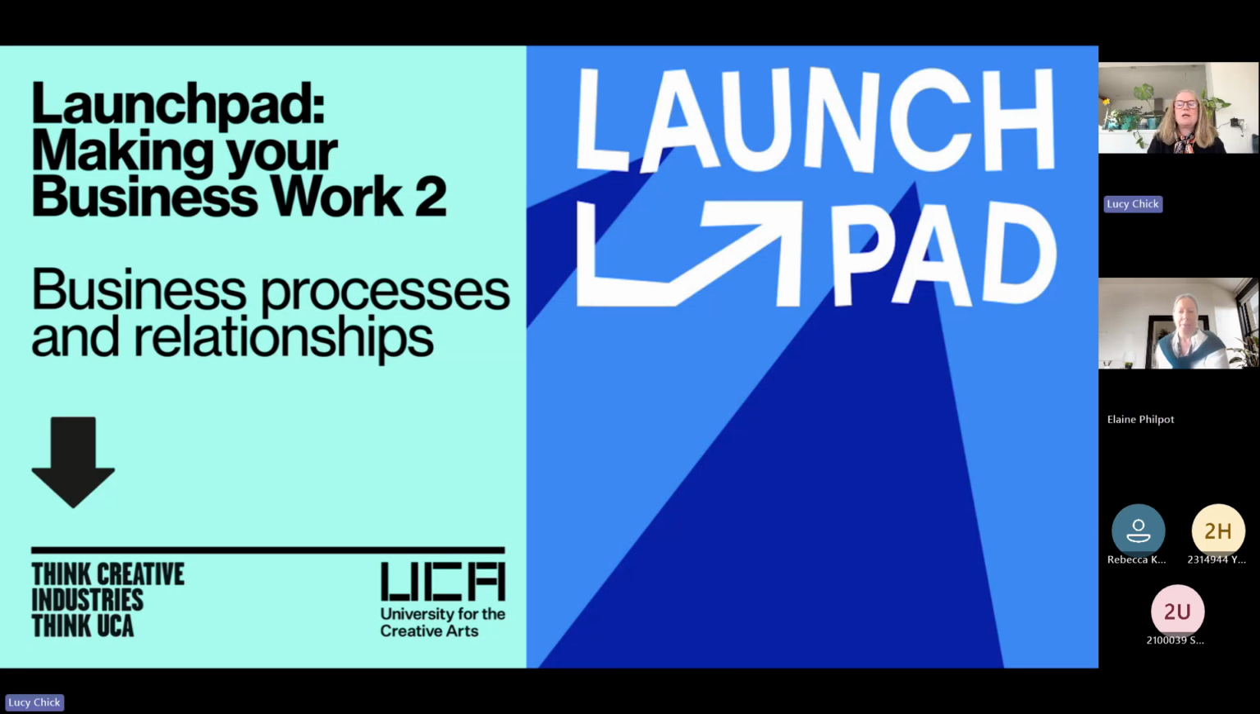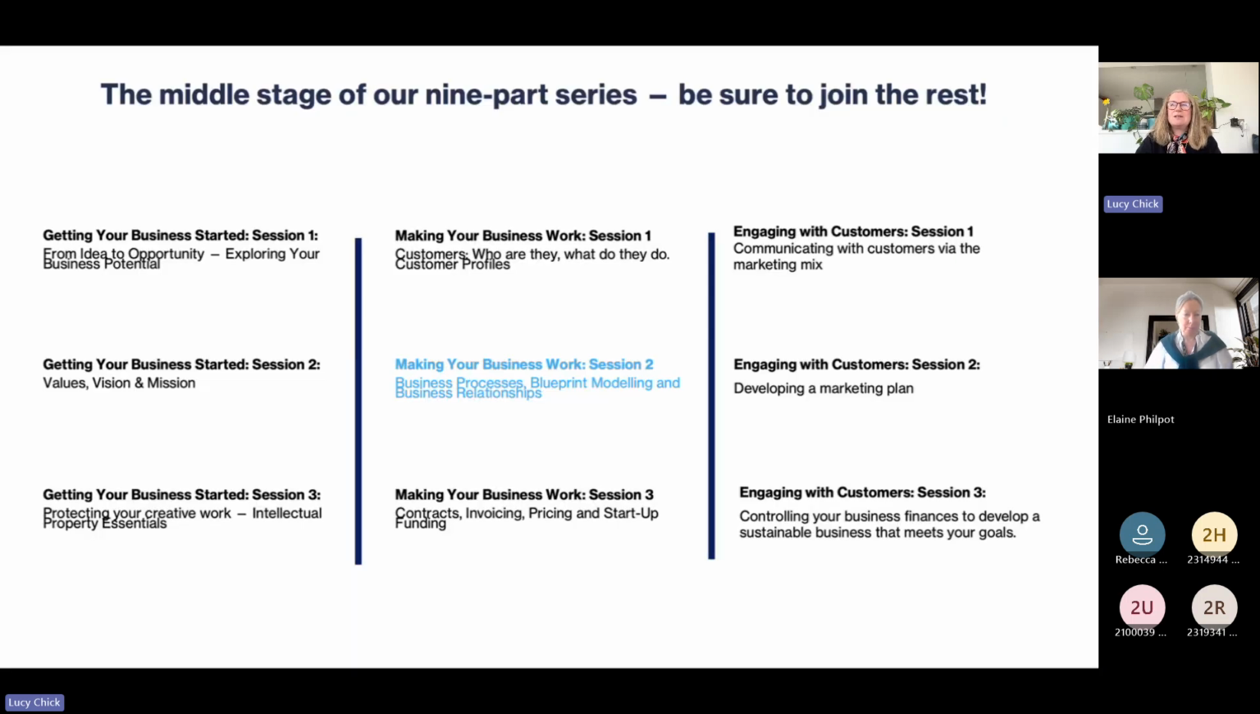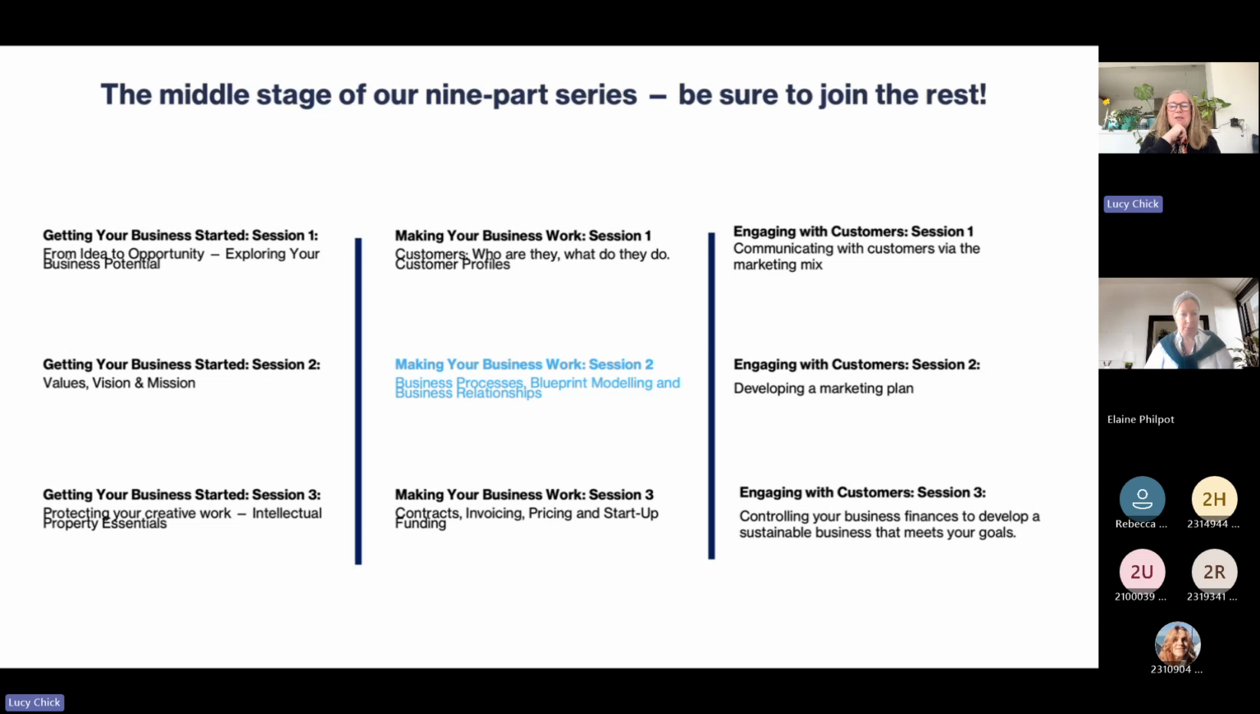So today we are talking about Making Your Business Work 2, and we're talking about business processes and relationships, which is a really useful one to go through. This session and the activities in it really help you identify exactly what your business will do and also who will help you with your business, or who the people might be that will help you with it. So it's really about identifying what's going on. We're in the middle session of our 9-part series. So this is session 5, Making Your Business Work, session 2: business processes, blueprint modeling, and business relationships.